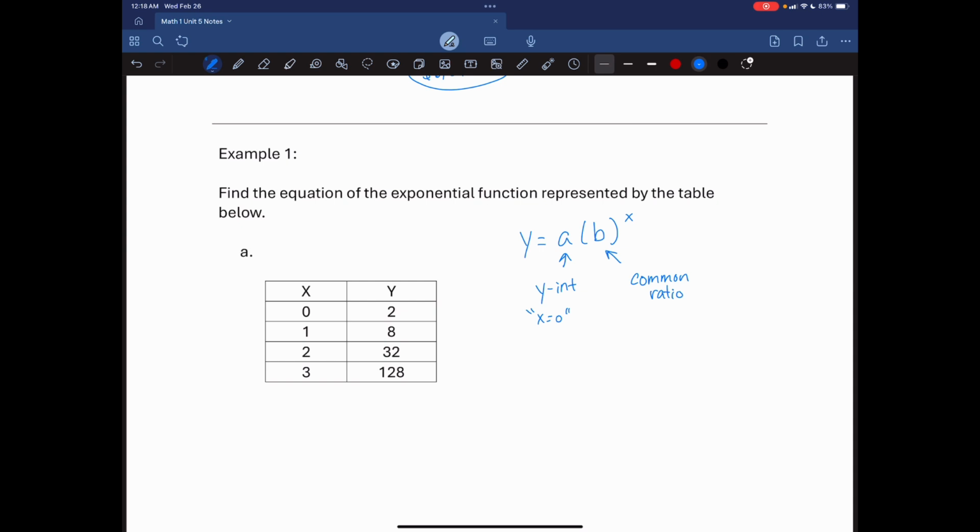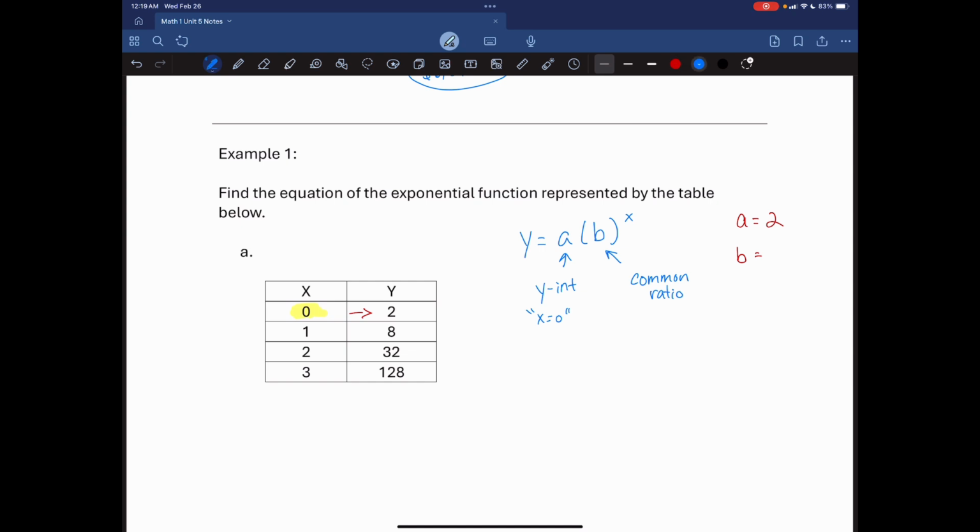If we're multiplying, it's going to be bigger than 1. If we're dividing by a number, it's going to be written as a fraction. Okay, so let's go ahead and take a look at this, right? So the first thing we're going to notice is that right here, we have x equals 0. Whenever x equals 0, the y that is associated with it is going to be my y-intercept or my starting point. So for this problem, a is equal to 2, right? And what we need to do now is figure out what our common ratio is.